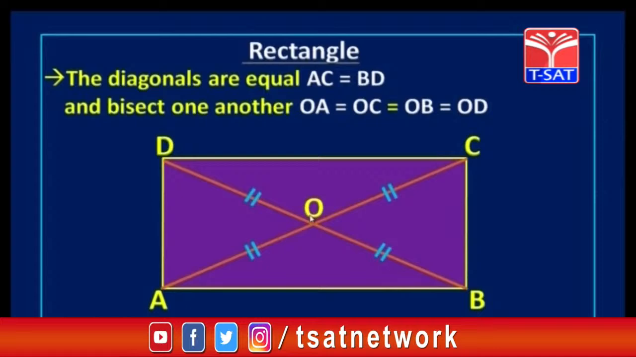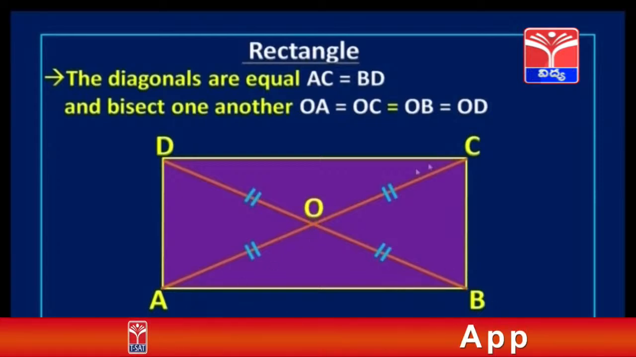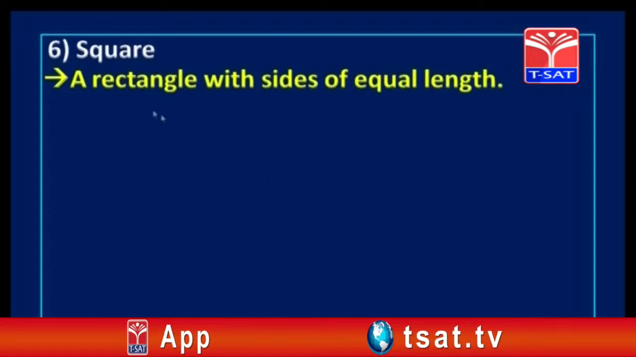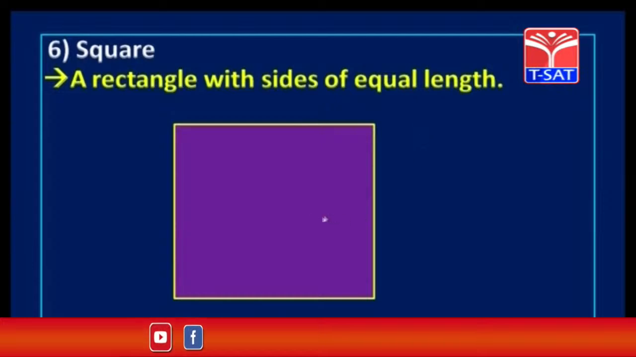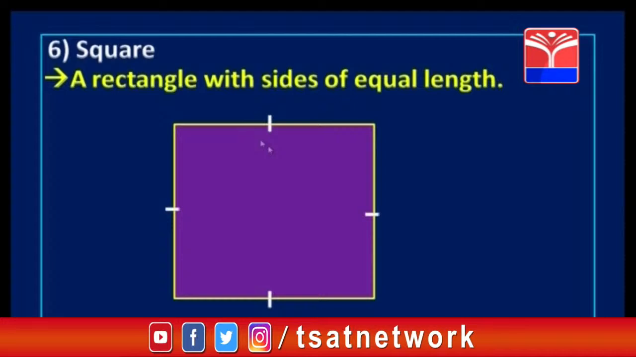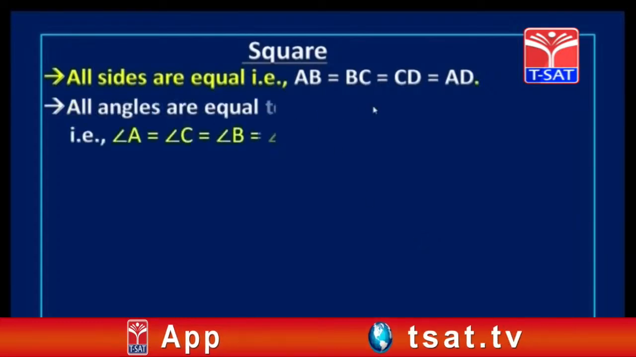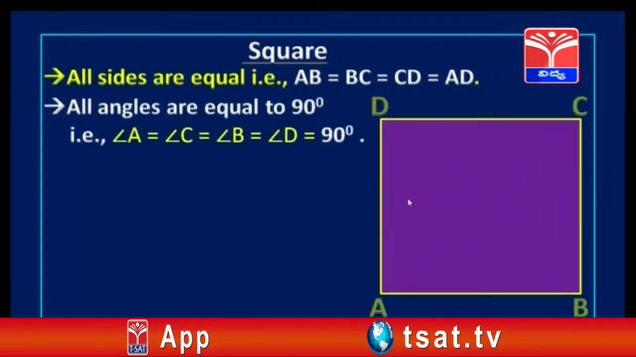So, what we can say? OA equal to OB equal to OC equal to OD. Now, let us understand what is a square. A rectangle with sides of equal length. Children, in a rectangle, if all sides are equal, then it forms a square. So, in a square, all sides are equal and all angles are equal to 90 degrees.